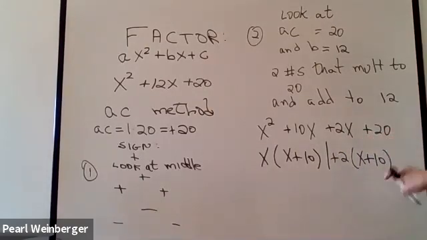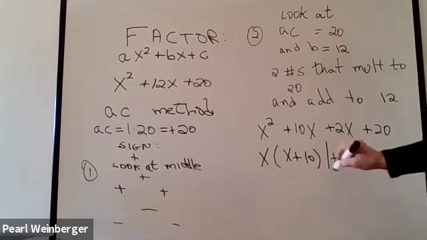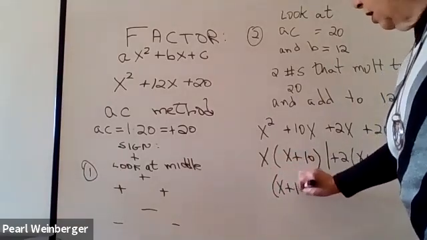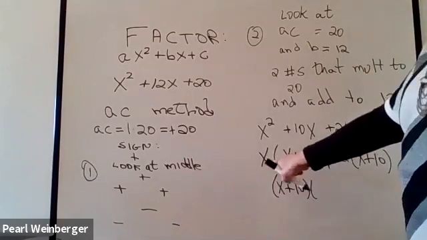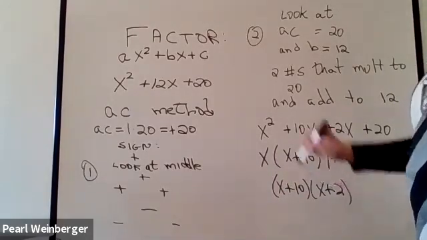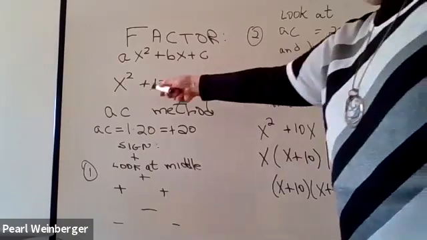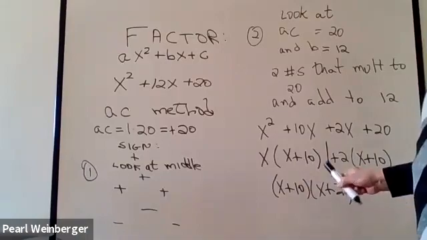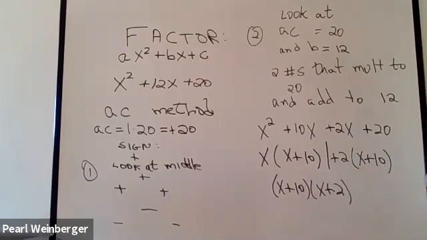I'm on the right track because the x plus 10 is the same for both parentheses. I put that x plus 10 first. And in my second parentheses, I get my x plus 2. And I have factored this x squared plus 12x plus 20 into x plus 10 and x plus 2.